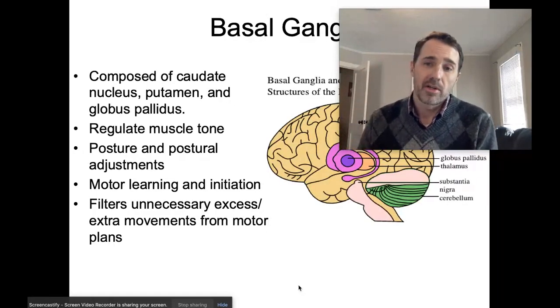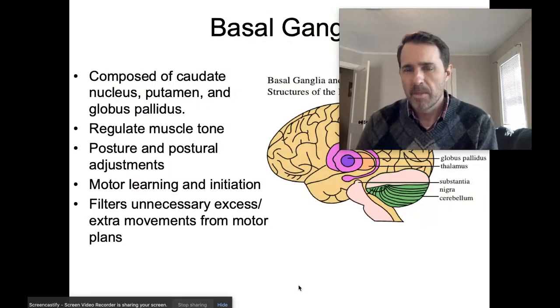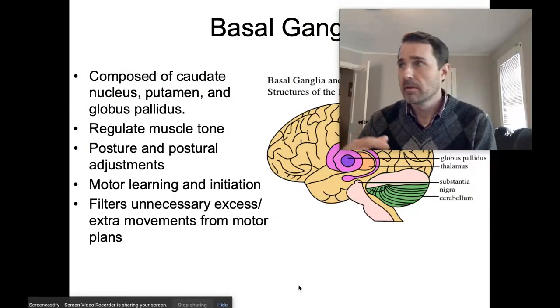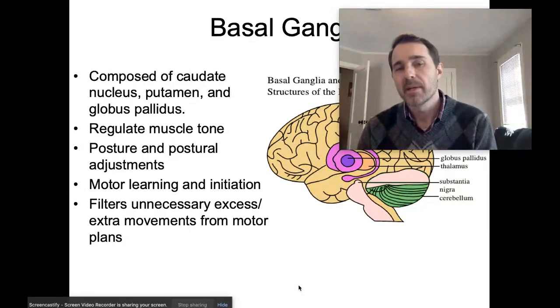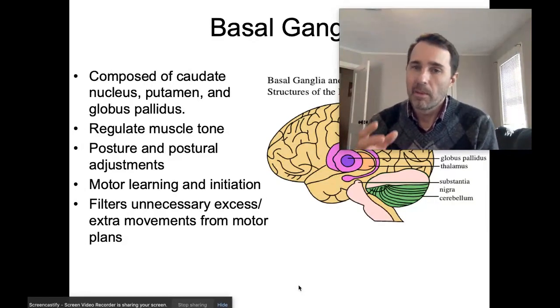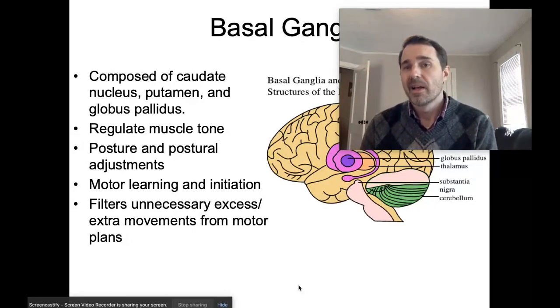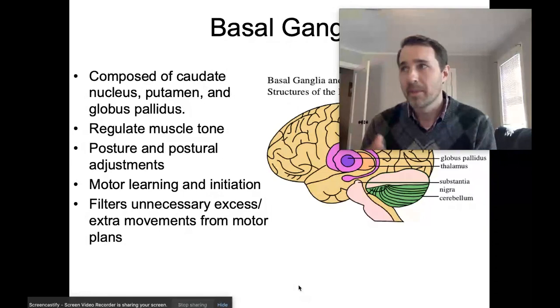Other subcortical structures that we're going to talk about are the basal ganglia and the cerebellum. Now, there's tons of subcortical structures. I could spend a couple of semesters talking about them, but we only need to focus on the ones that are important to us as speech therapists. So I'm going to introduce the idea of the basal ganglia and the cerebellum, and we're going to come back to these two structures again and again throughout your education, just like we will be coming back to the brainstem again and again.